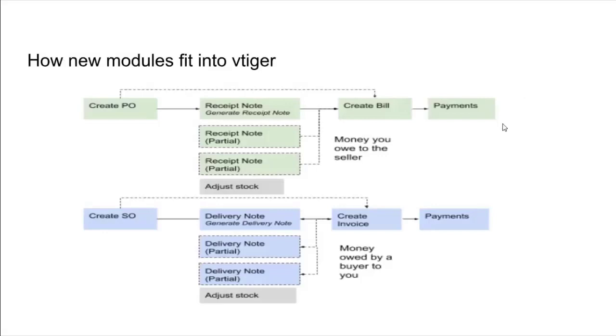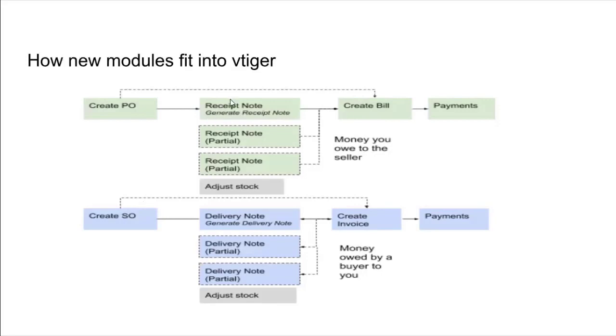So this is how it looks. Under purchase order, you can create multiple receipt notes for a partial receipt of goods. And you can also create bills. Bills are nothing but the invoices which you pay to your vendors. So even that can be tracked under Vtiger.